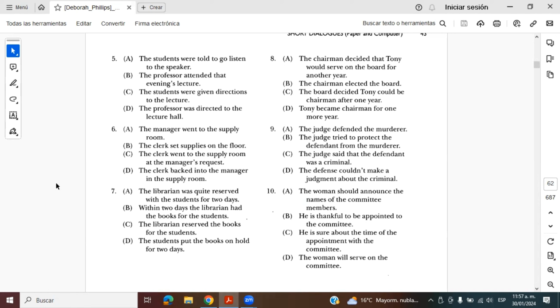Number 6. I cannot find the clerk. The floor manager sent him back to the supply room. What happened, according to the man? Number 7. Will the students be able to get hold of the books that they need? The librarian had them reserve the books for 2 days. What does the man mean?